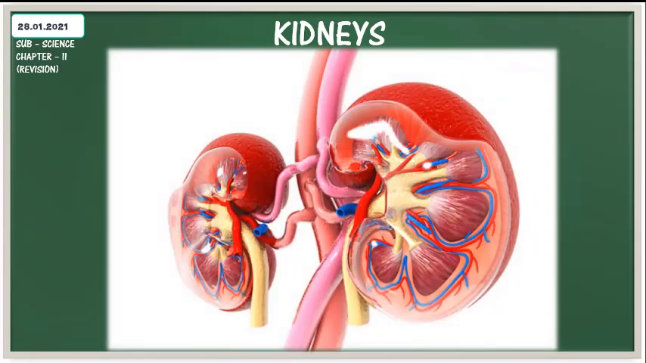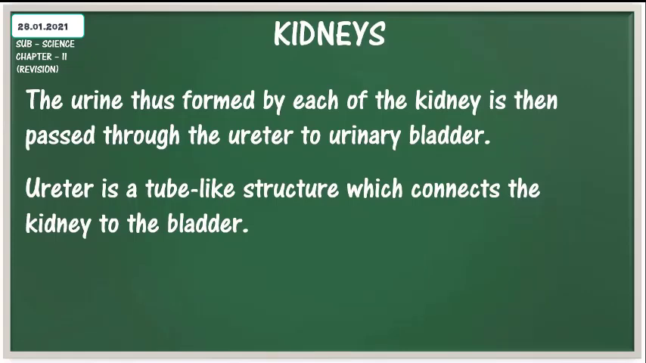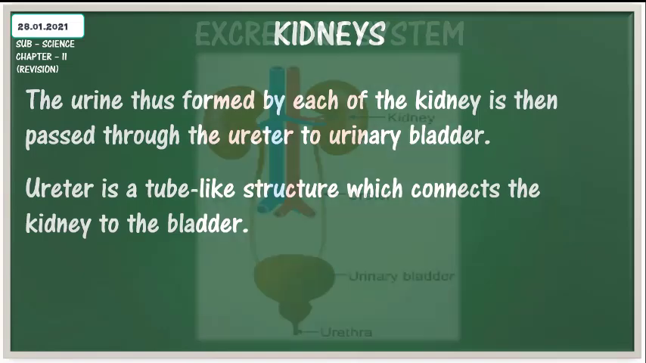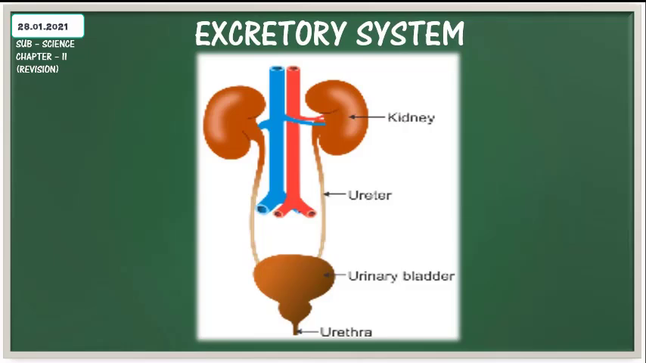When the blood containing urea and other waste salts passes through these nephrons, it is filtered, and urea and salt are removed, and urine is left in the kidney. The urine thus formed by each kidney is then passed through the ureter to the urinary bladder. Ureter is a tube-like structure which connects the kidney to the bladder.